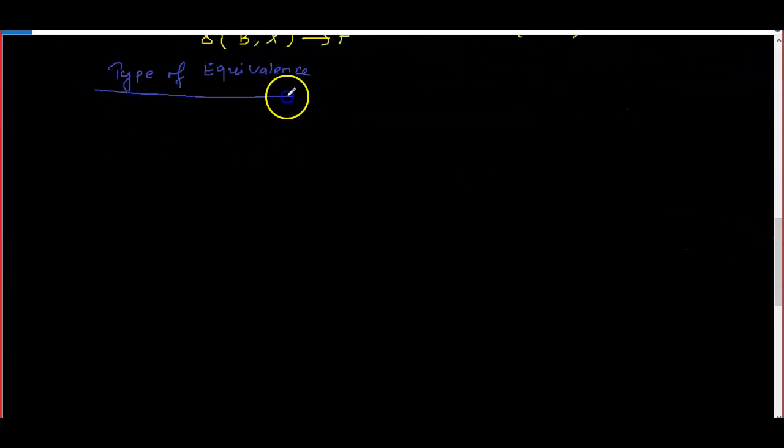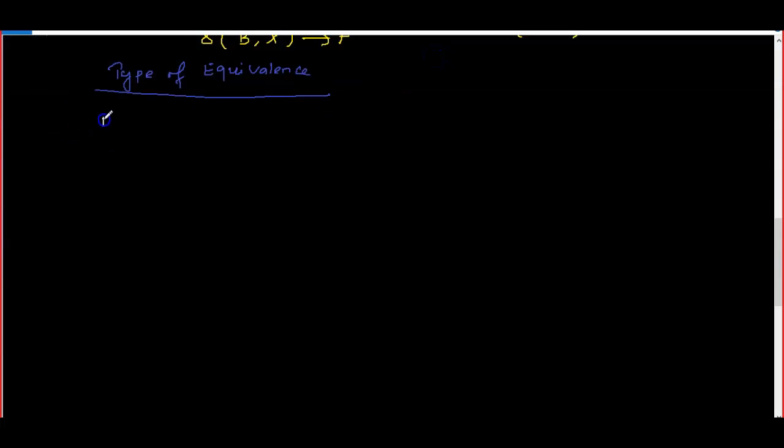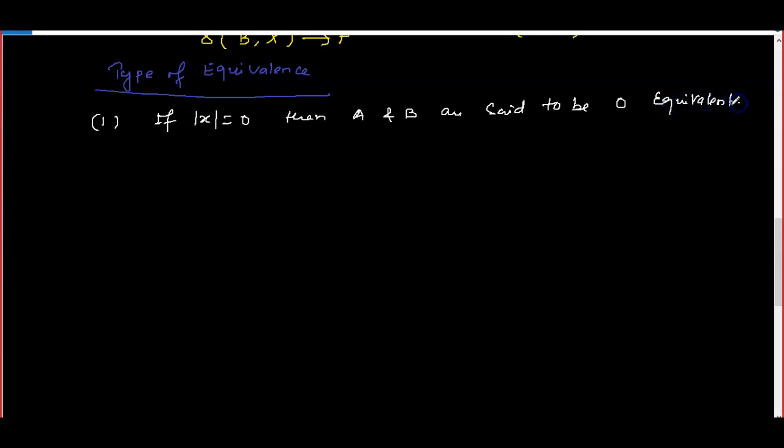So, types of equivalence here. First one: if the length of x is equal to 0. Okay, I will tell you what is meant by length here. First step: if modulus of x is equal to 0, then A and B are said to be 0 equivalent. Getting?